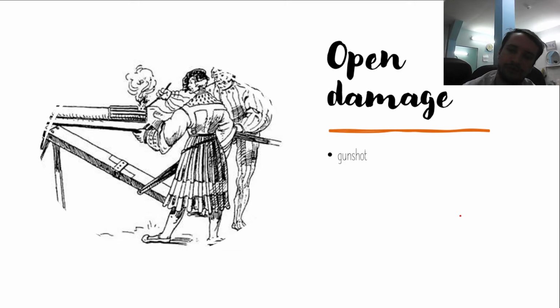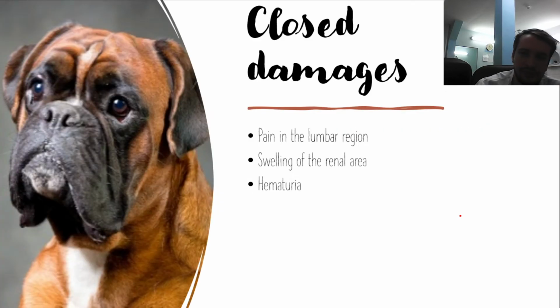Open damage. There we talk about gunshot wounds. Closed damage: pain in the lumbar region, swelling of the renal area, hematuria.